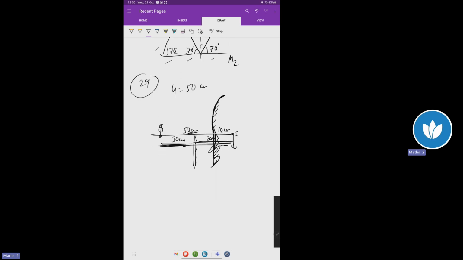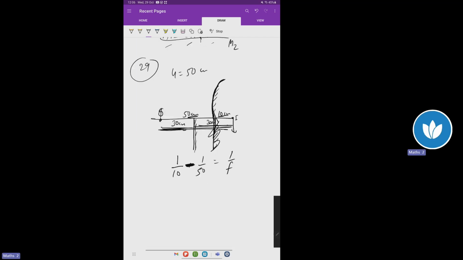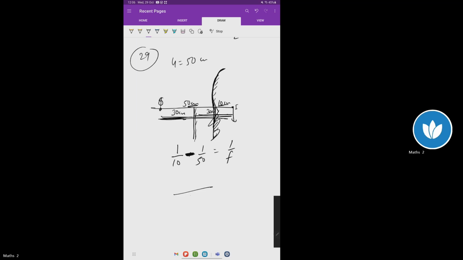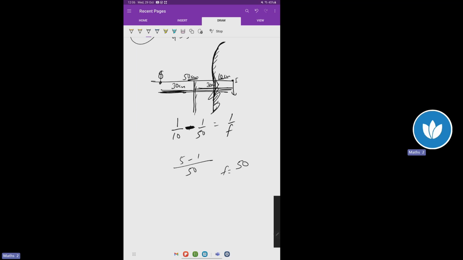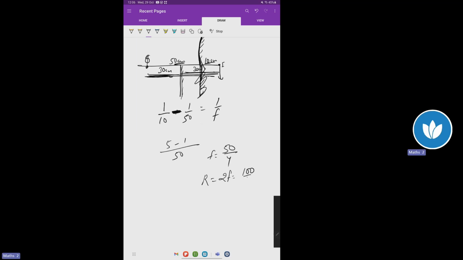We know u and v, so we can find f. 1 by v plus 1 by u is equal to 1 by f. This is a mirror, so this u is negative. f is 50 by 4. Radius of curvature is 2f, which is 100 by 4. This is 25 centimeters.